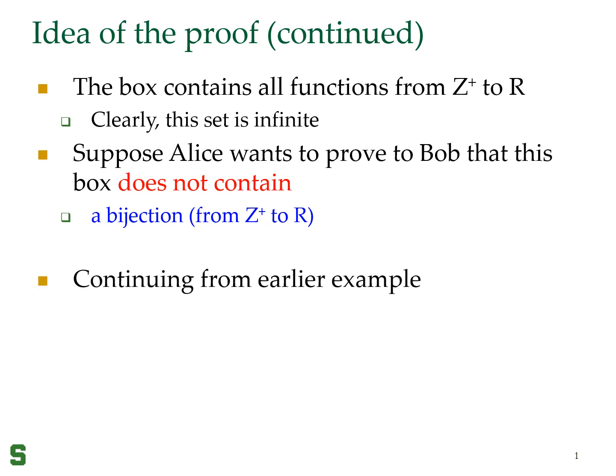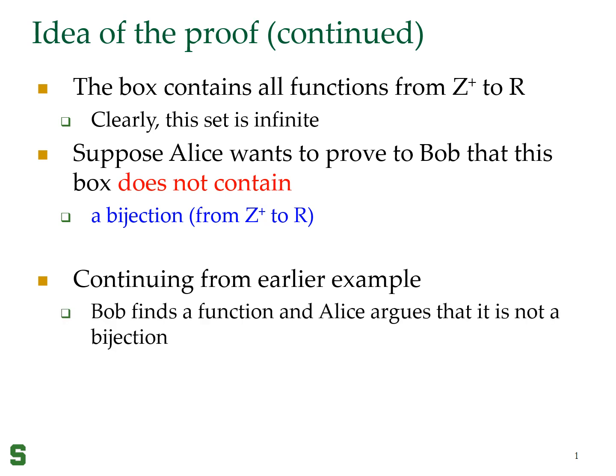Now, continuing from the earlier example, what we are going to do is, before we were saying if Bob found a white paper with a blue dot, he wins, otherwise Alice wins. Now here we are going to change that argument to say if Bob finds a function that is a bijection, then Bob wins, otherwise Alice wins. We want to show that Alice will always win, and essentially that means when Bob finds a function, Alice has to argue that this function is not a bijection.